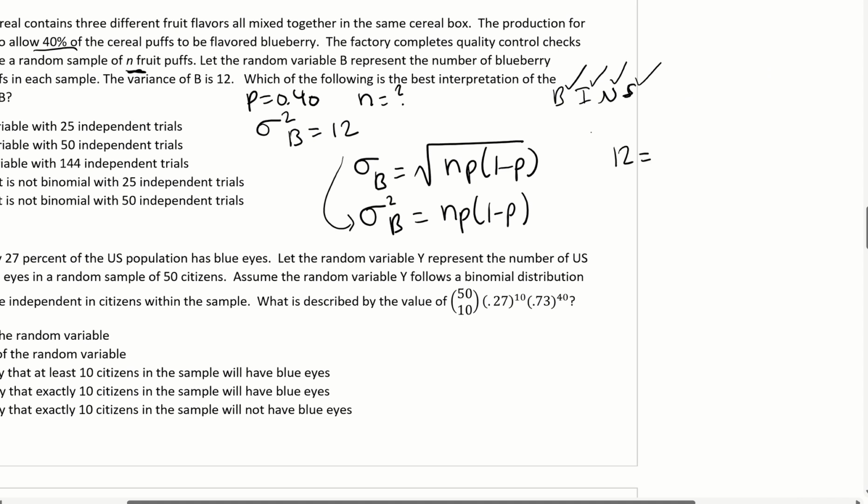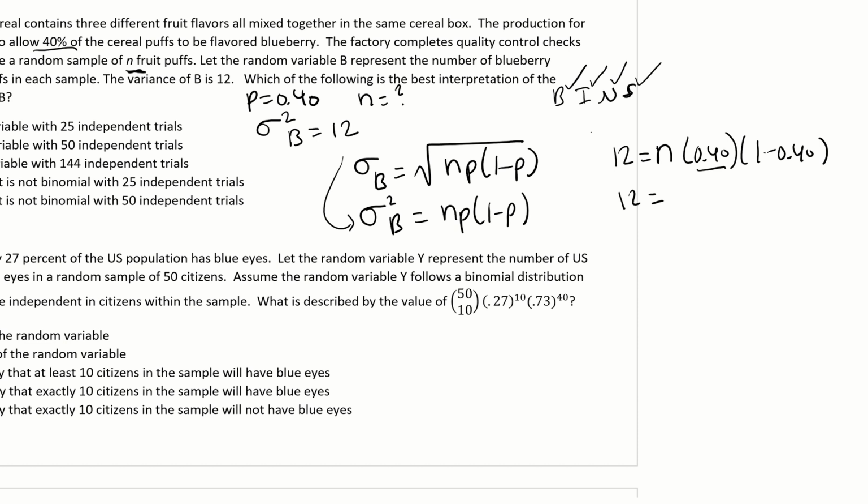So we get 12 equals np times 1 minus p. Well, p is 0.40. Okay, so we got 0.40 times 0.60. So we got 0.4 times 0.6, which should be 0.24. So we have 0.24n. Okay, then divide both sides by 0.24 to solve for n.